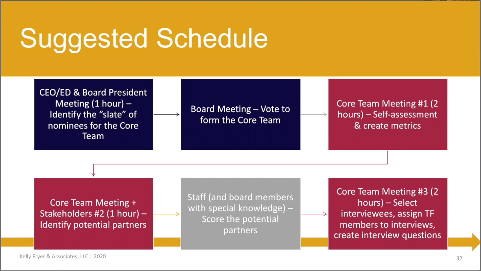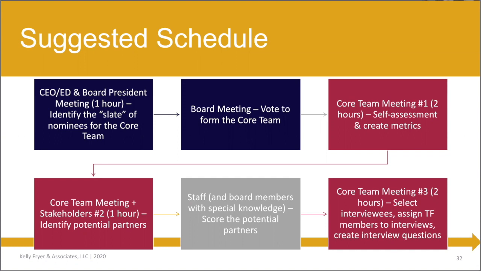First thing, the CEO or executive director and the board president meet and identify a slate of nominees for the core team. Go ahead and score them. And you guys come up with the folks you'd like to have on your team, a slate. That meeting shouldn't take more than an hour. Goes to a board meeting. The board meeting votes to form the core team. The entire board needs to know that and be on board with the fact that you're initiating this process. And the core team should have the full support and the formal authorization of the board to move forward.